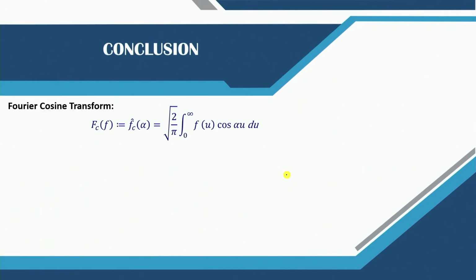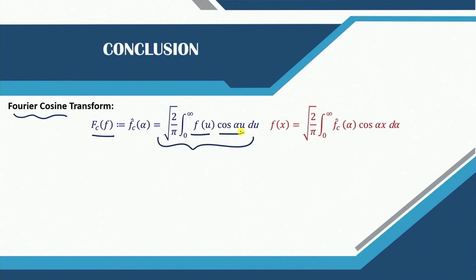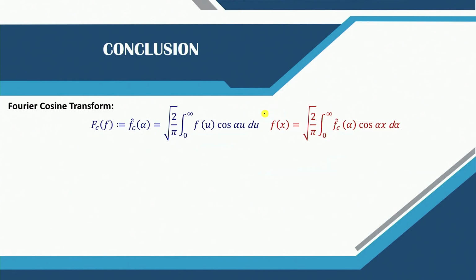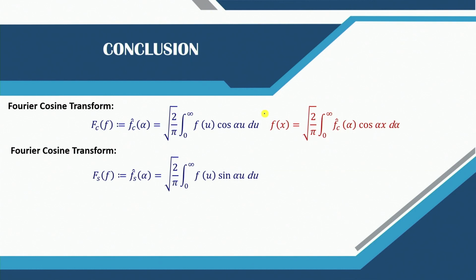And just to conclude, we have discussed today the Fourier cosine transform of a function f, which is given by this formula having this f u and cos alpha u in its integrand, and its inverse Fourier cosine transform can be obtained. So, if we substitute this f c alpha there in the formula and multiply by cos alpha x, after this integration we can get back to f x again, and this is called inverse Fourier cosine transform.